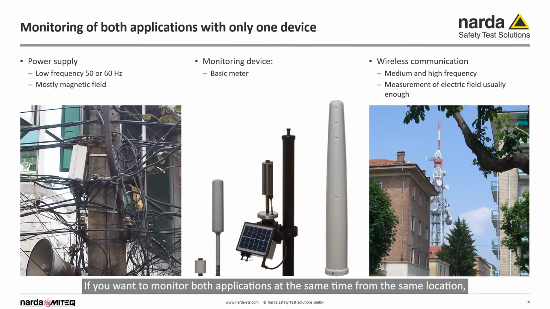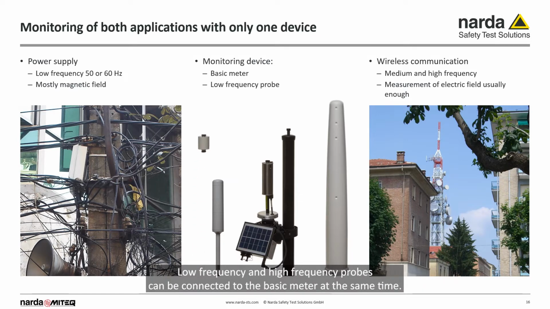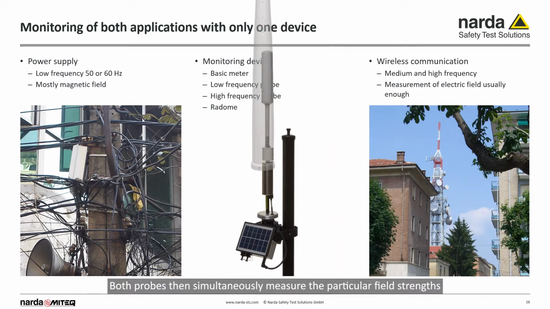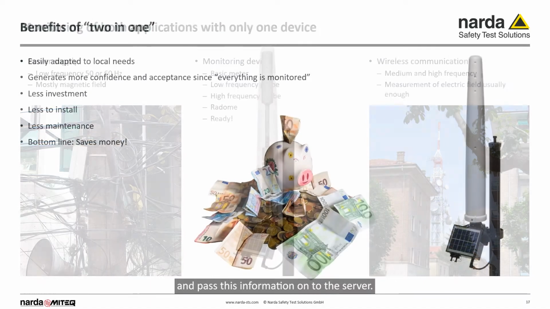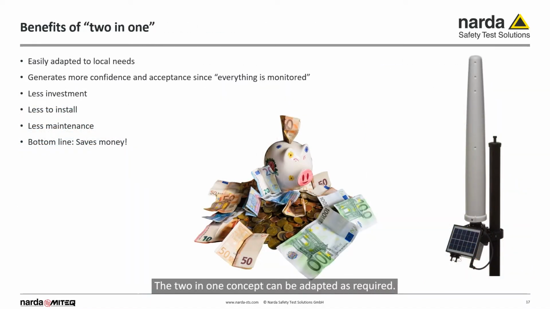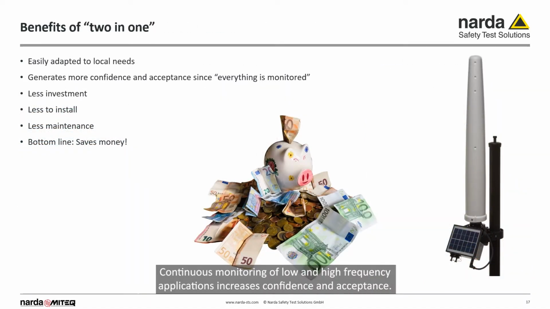If you want to monitor both applications at the same time from the same location, the Narda Area Monitor 8059 is a unique economical solution. Low-frequency and high-frequency probes can be connected to the basic meter at the same time. Both probes then simultaneously measure the particular field strength and pass this information onto the server. The two-in-one concept can be adapted as required.